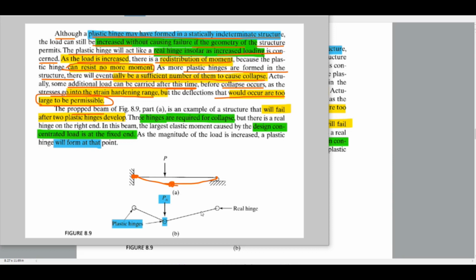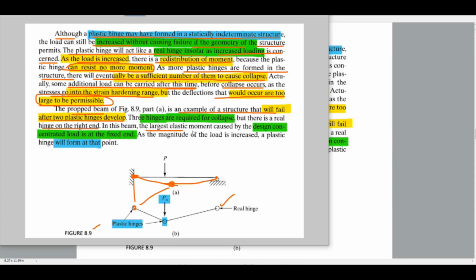The propped beam of figure 8.9 is an example of a structure that will fail after two plastic hinges develop. So after two plastic hinges develop, the structure will collapse. Three hinges are required for collapse, but there is a real hinge on the right end. This is the real hinge on the right end.